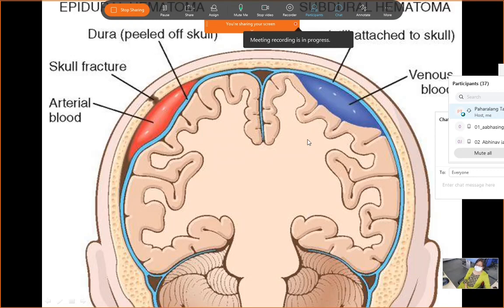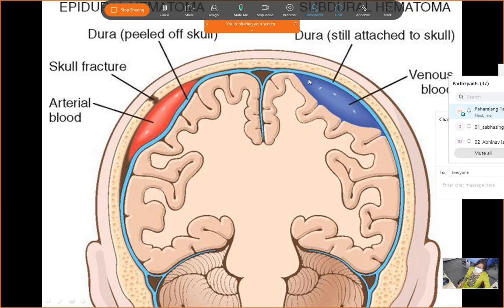So again, there are hematomas in the brain. Epidural hematomas are usually between the skull and the dura mater. So it does not involve the brain at all. And this is usually because of an overlying skull fracture, which can lead to arterial bleeds, and there can be a hematoma here. So this is epidural, above the dura.